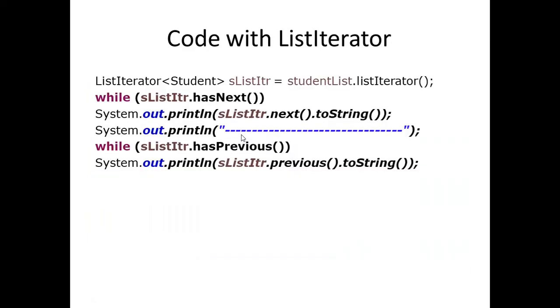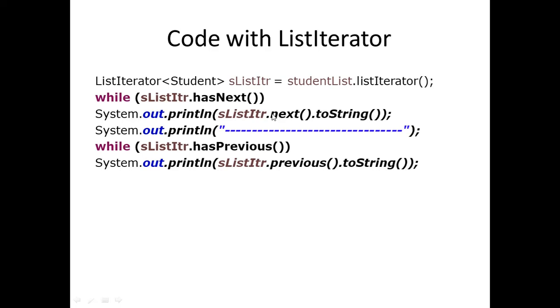Going ahead, code with the list iterator. The code with the list iterator is this: this is the list iterator declaration. You have a while loop: while the list iterator has certain next elements, this is true. What to do? Print. After this small while loop gets over, see, this while loop just has this statement in it.